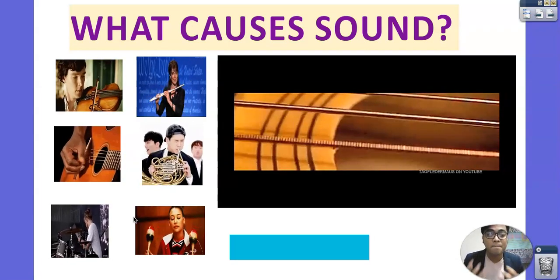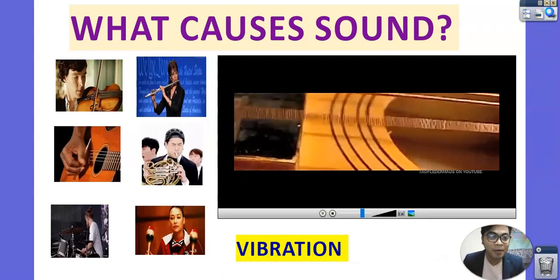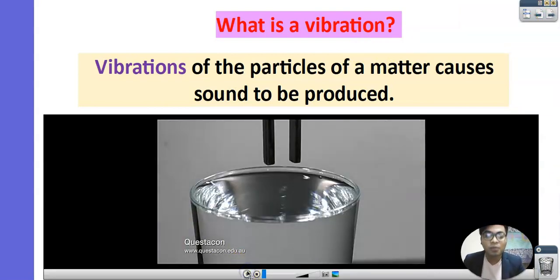Exactly, there should be a movement, and we call that movement vibration. So what is a vibration? To better see what vibration really is, I have here an experiment about the tuning fork. The tuning fork was strummed and it tends to move, and that movement again is called vibration. We put that on the glass with water and try to see what happens to the water on the glass.